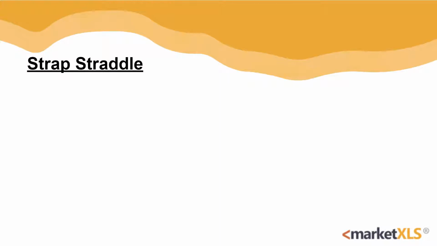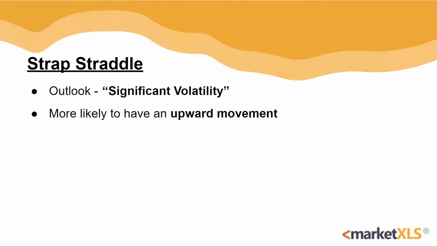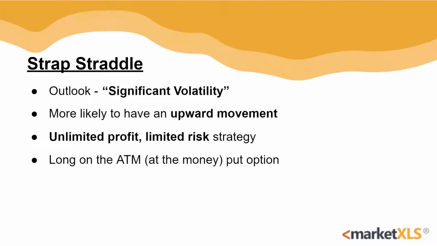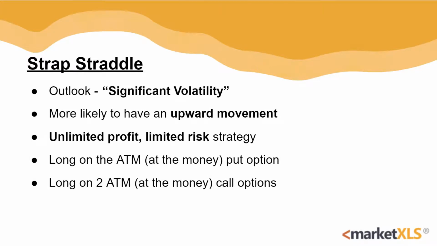A straddle is best implemented when you expect the underlying security to experience significant volatility in the near term, and it is more likely to rally upwards instead of plunging downwards. It is a modified, more bullish version of the common straddle. A straddle is an unlimited profit and a limited risk strategy. What we do in this strategy is that we go long on the at-the-money put option as well as on two at-the-money call option contracts of the same underlying security and expiration date.